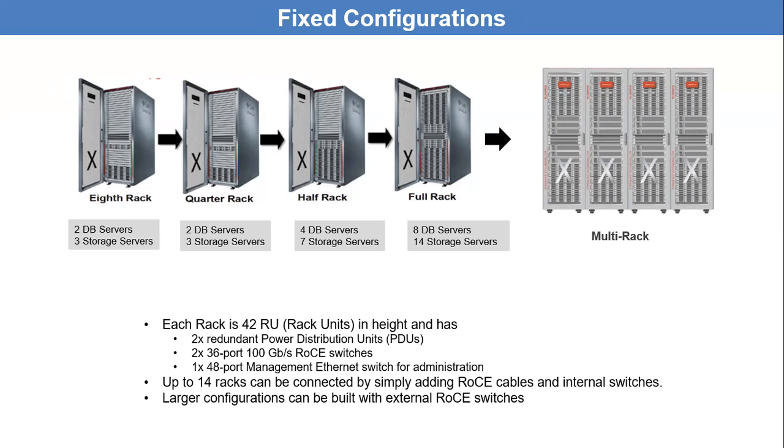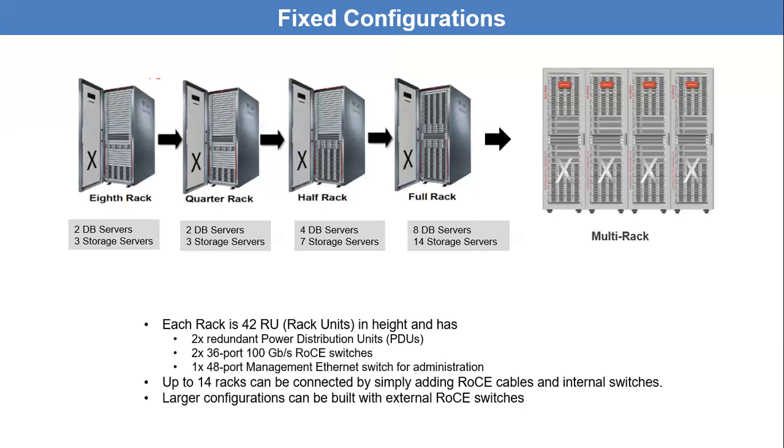Under fixed rack configuration, you have eighth rack, quarter rack, half rack, and full rack. Now what is the difference? Eighth rack and quarter rack come with 2 database servers and 3 storage servers. That is the minimum number in the rack. Minimum 2 database servers and minimum 3 storage servers. Both these racks come with 2 database servers, 3 storage servers. Half rack comes with 4 database servers, 7 storage servers. A full rack comes with 8 database servers, 14 storage servers.